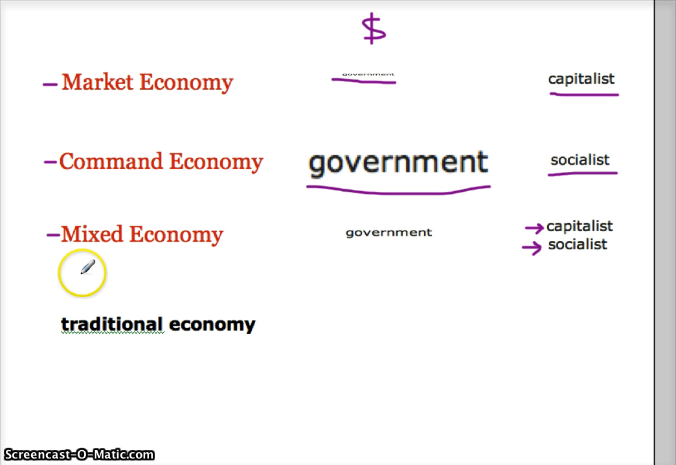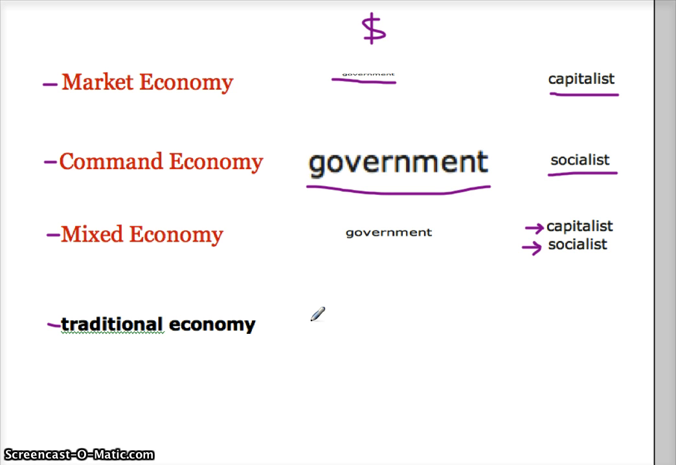Now, a kind of economy you almost never see in the modern world is a traditional economy. A traditional economy is often in an underdeveloped country, a primitive country where communities use primitive tools and methods to harvest and hunt for food.